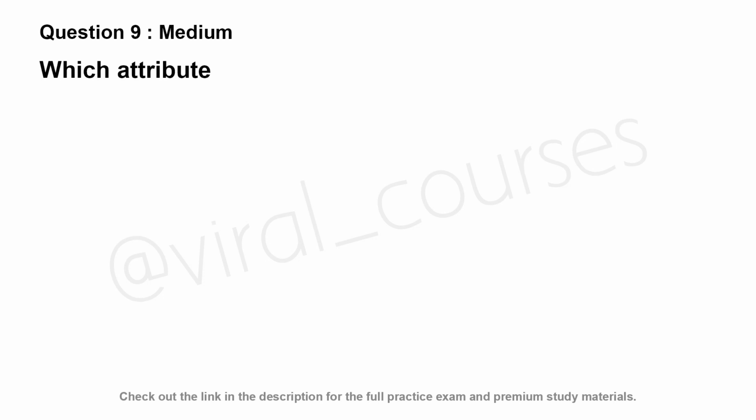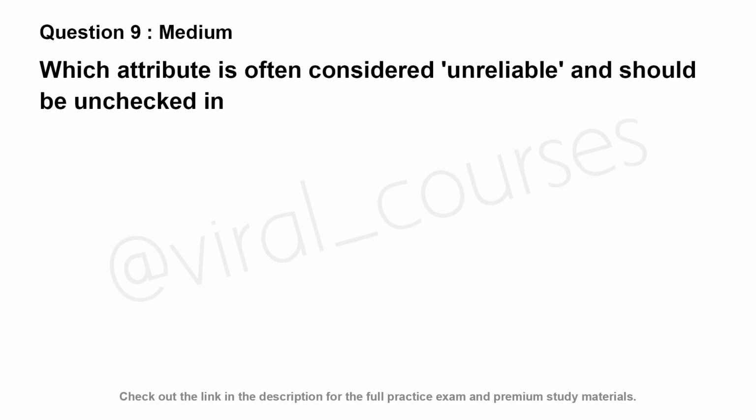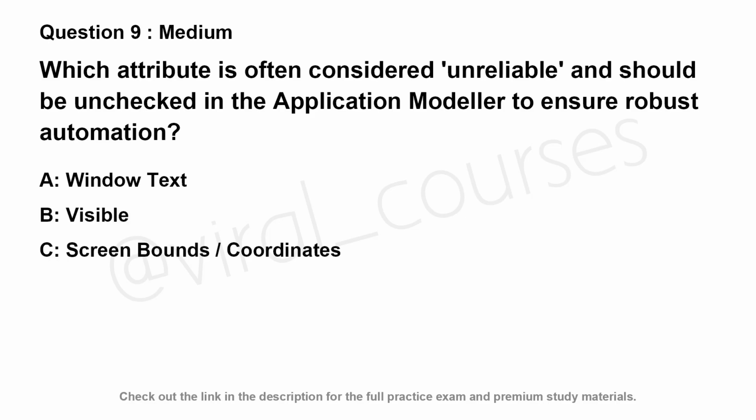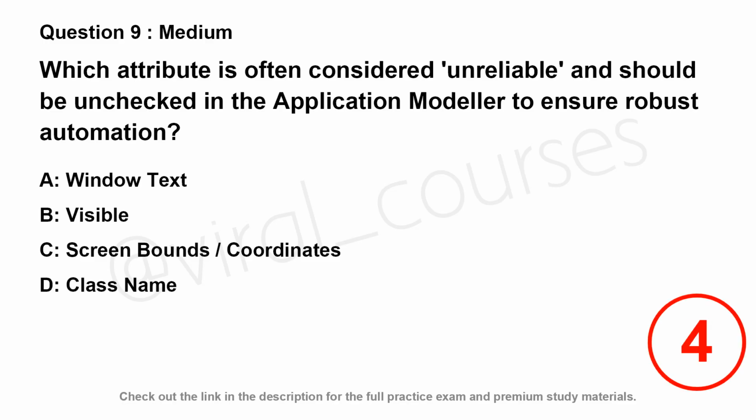Which attribute is often considered unreliable and should be unchecked in the application modeler to ensure robust automation? Option A, window text. Option B, visible. Option C, screen bounds, coordinates. Option D, class name.